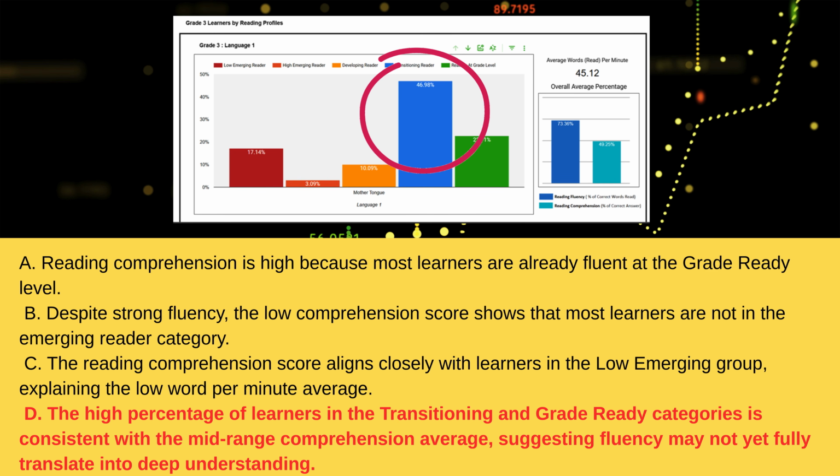A is incorrect. While 22.71% are grade ready, the comprehension score is not high. It's moderate. B is misleading. Most learners are not in the emerging category. The majority are above that. C is false. The low emerging group is a minority, 17.14%, and comprehension is not as low as that would suggest.